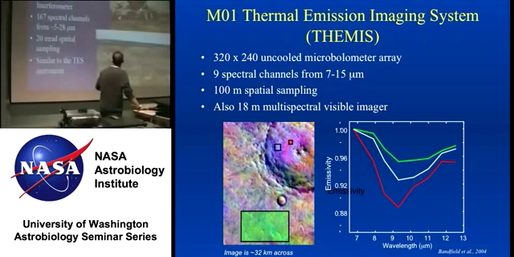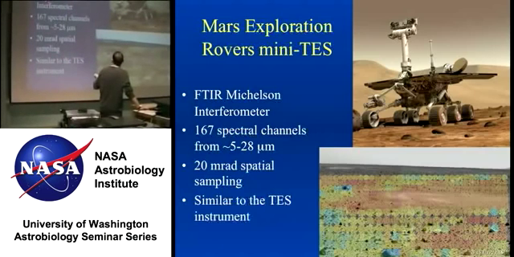The third thermal instrument is the Mars Exploration Rovers' mini-TES. It's also a Michelson interferometer, just like TES. It's like TES, but mini. And essentially, it's sitting there on the surface and can collect spectra, and these dots here basically represent the spot size of what we're capable of resolving.